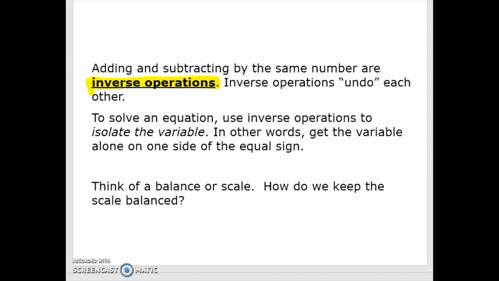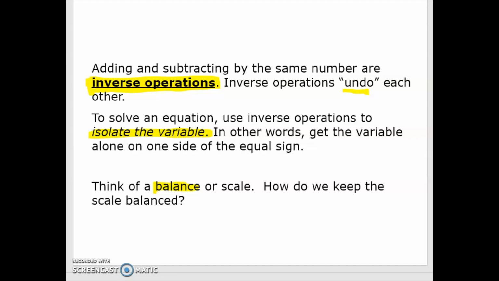So what we're going to be doing is the opposite. That basically means if we see addition, we're going to undo the addition by subtracting. If we see subtraction, we're going to undo the subtraction by adding, right? And this is called isolating our variable. We're trying to get our variable all by itself, because that's our answer. Our answer is, what number does the variable equal? What does it represent?